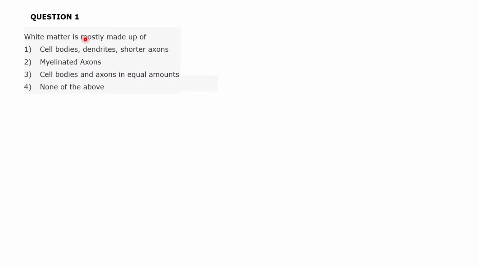So question number 1. White matter is mostly composed of which option? Option 1, cell bodies; option 2, dendrites; option 3, shorter axons; option 4, myelinated axons; option 5, cell bodies and axons in equal amounts; or none of the above.